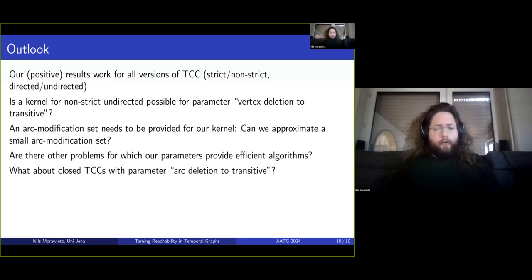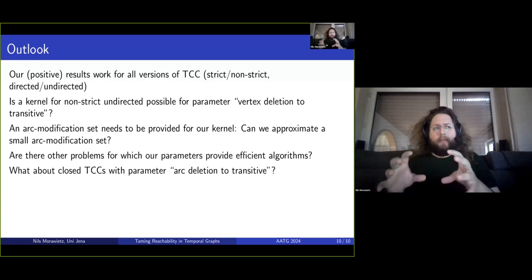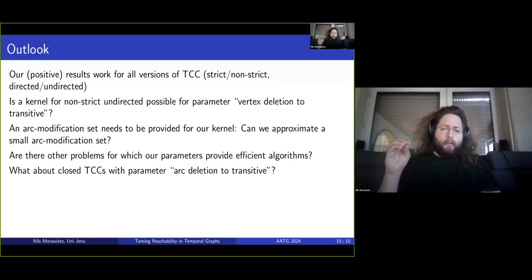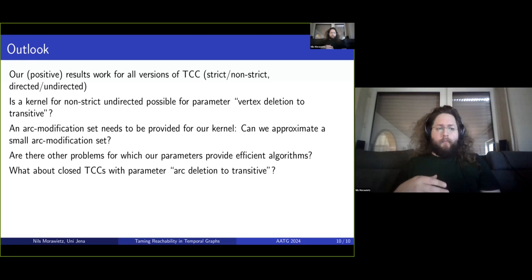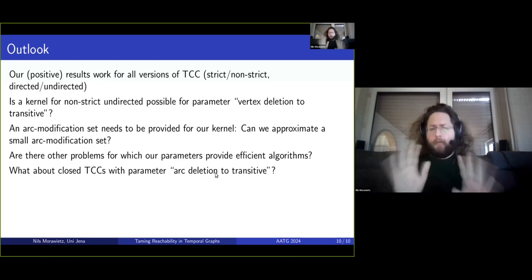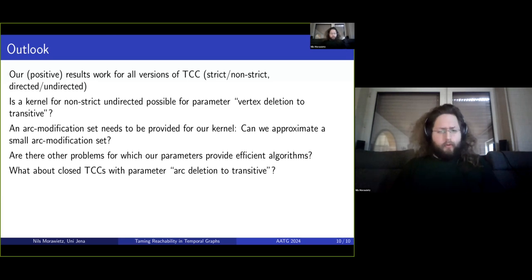Also, what about the closed TCC problem with respect to arc deletion? As I showed you, the reachability graph we built is nearly a complete clique with just one arc missing. And if we only allow arc deletions in this reachability graph, then this parameter would be linear in the whole input size in the reduction I showed you. So it is not clear whether this parameter could still be useful for closed components.